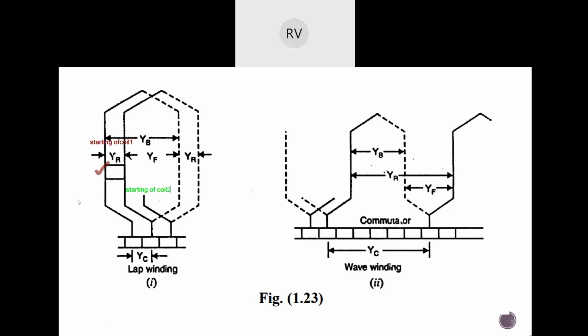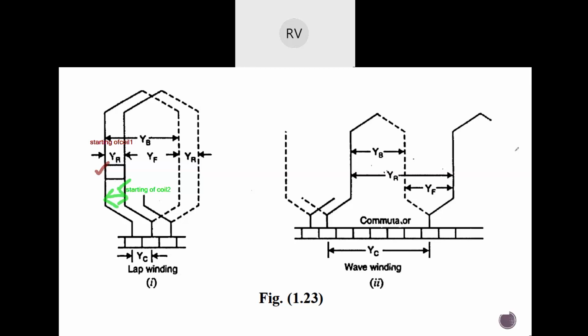So we need to understand that this is the starting of the second coil and this is the starting of the first coil. So the definition says the distance between the starting of the first coil and the starting of the second coil to which it is connected. This first coil is connected to the second coil, and the distance between these two is the resultant pitch.